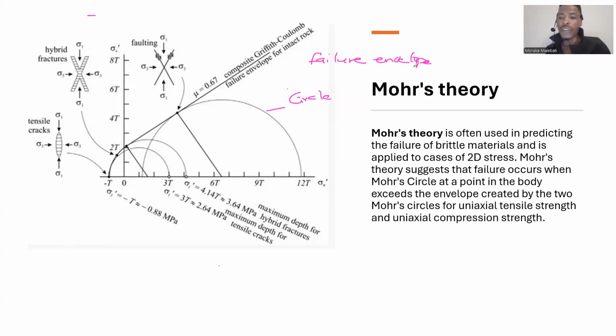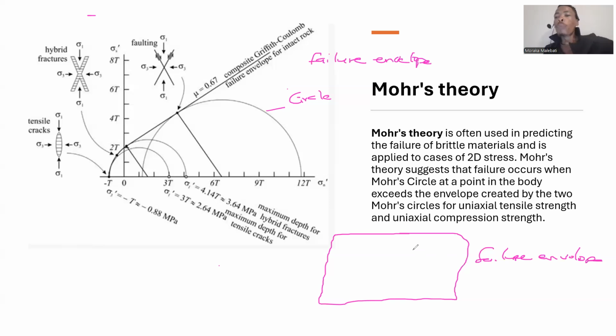Envelope. Okay, the failure envelope. So let's have this container. I want you to visualize this thing. This is a failure envelope. This is the container, failure envelope. Now you put the balloon inside this failure envelope. So this balloon is what you call the Mohr cycle.